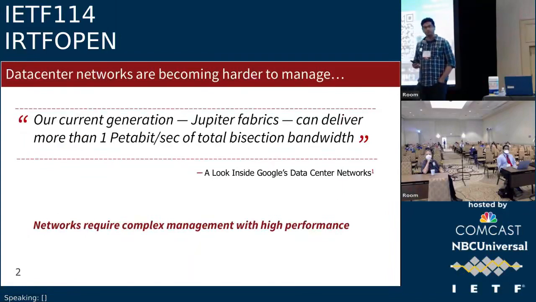All right. So this here is a quote from a 2015 Google blog. At that time, Google was already dealing with over 1 petabit per second of total bisection bandwidth. And it's only grown larger and harder to scale since. So what we're essentially dealing with here is a situation where networks require more and more complex management with higher and higher performance. And so the time is ripe for finding new solutions here.